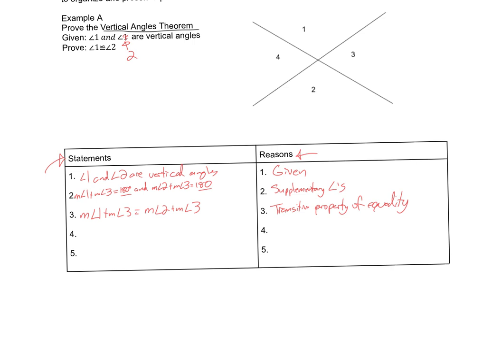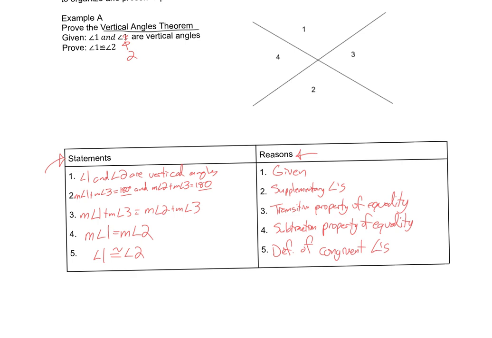Now, we are going to subtract the measure of angle 3 from both sides because it's the same value. That means the measure of angle 1 has to equal the measure of angle 2. And that's the subtraction property of equality. Now, if the two angles have the same measure, then they are congruent. This is the definition of congruent angles.